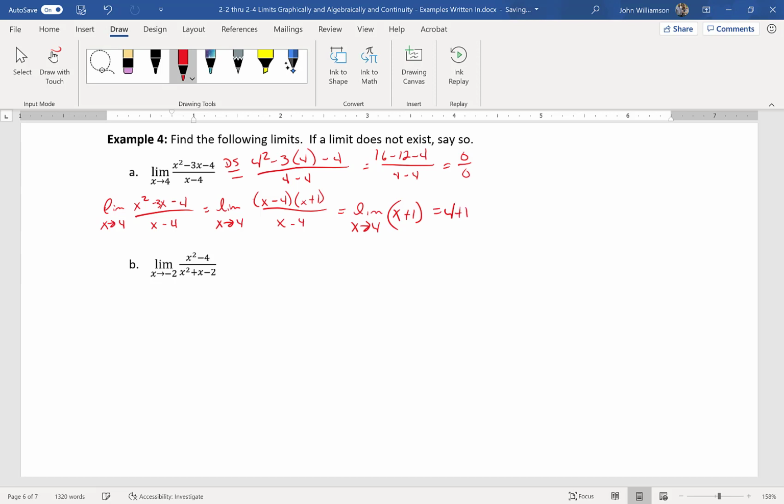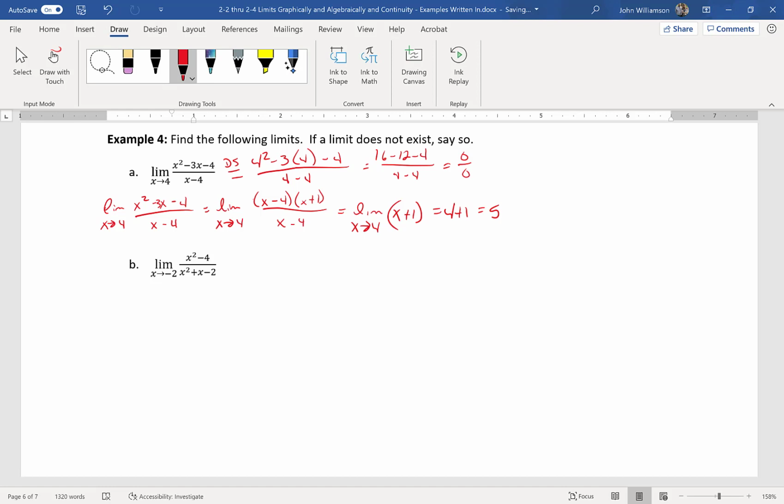Now 4 plus 1, I've direct substituted. So because I've substituted, I've found that limit at this point. I don't have to carry that limit notation anymore. So now I can drop that limit notation. I could not drop it before this point because we had not found that limit yet. But now that we have, we know that limit is 5.